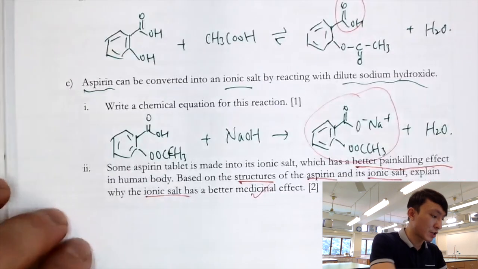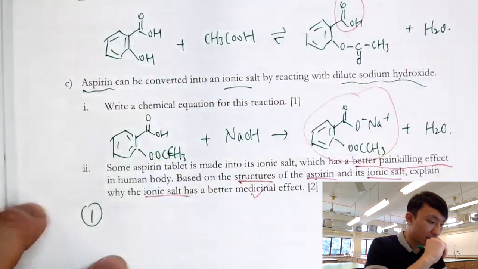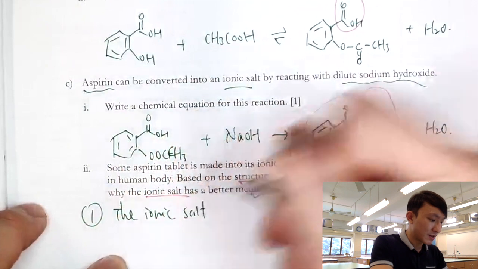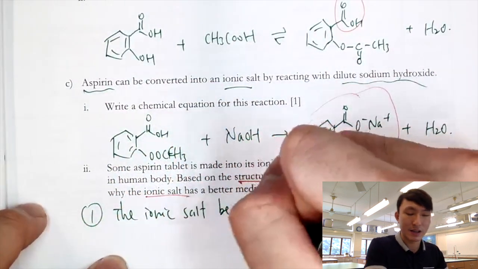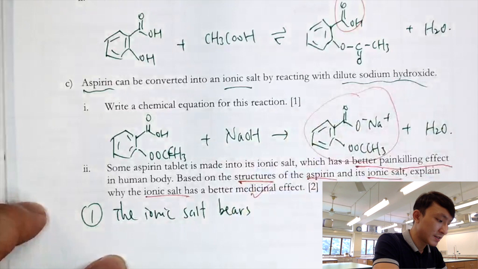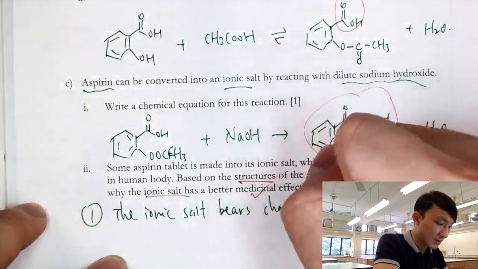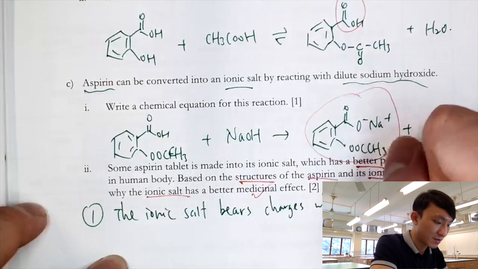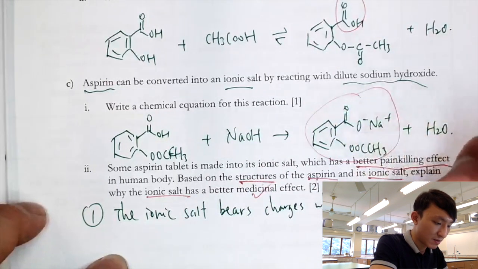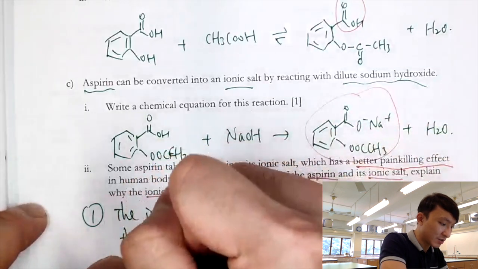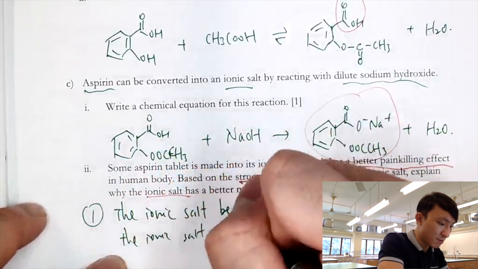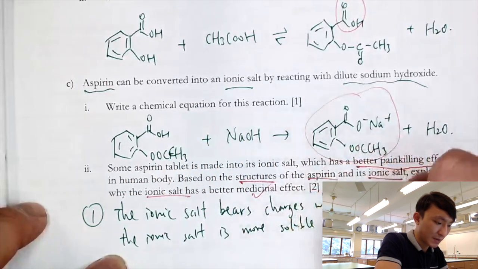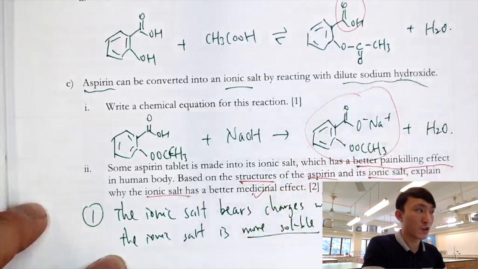So first of all, regarding the structure, we say that the ionic salt bears, now it's quite obvious, because it has an ionic structure, while aspirin does not. Therefore, the ionic salt is more soluble in water. So I am anticipating more soluble in water.